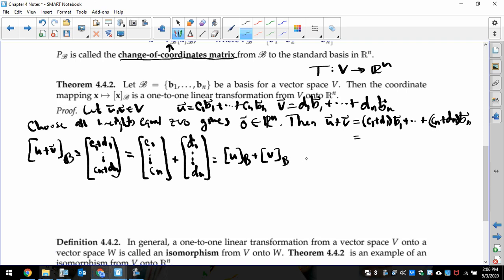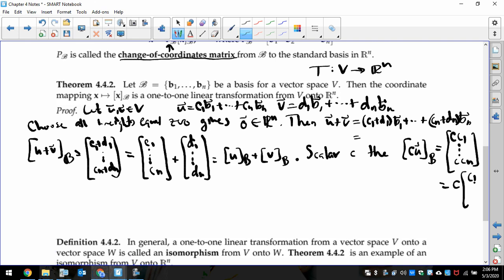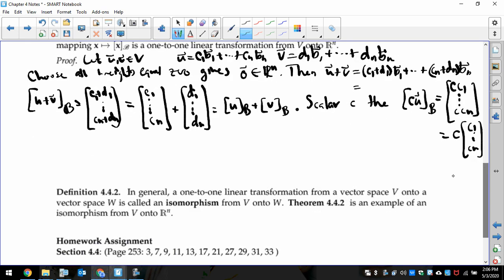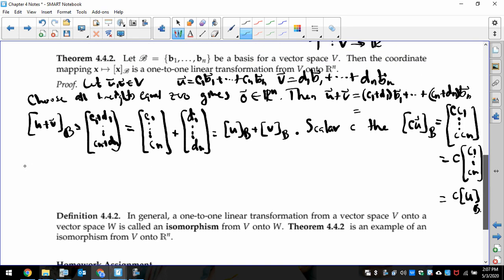There we go. And then same with a scalar. So we'll put a period here, scalar c, then we'll say c times the u coordinate. Let's do cu in the b coordinates, which is just going to be c c1 through c cn, and then you can pull out that constant c, c1 through cn. And then this just gives me c times the b coordinates of u. All right, so this implies that the transformation going from x to b coordinates of x is linear.